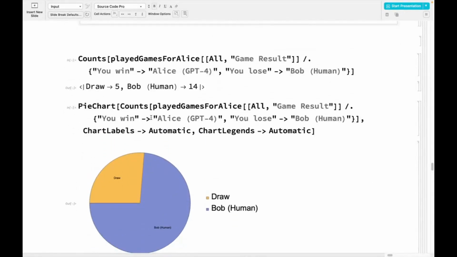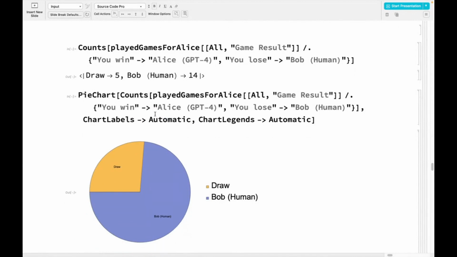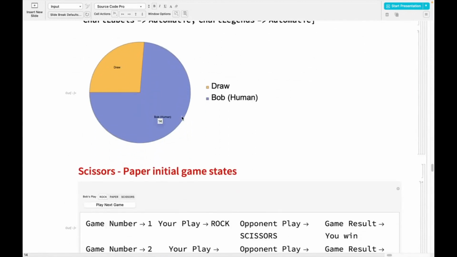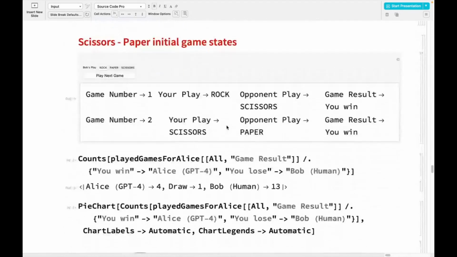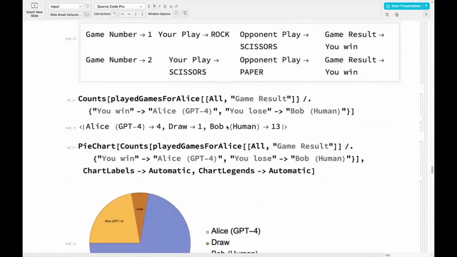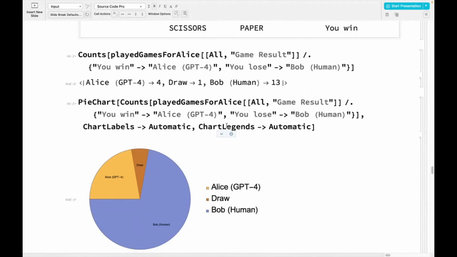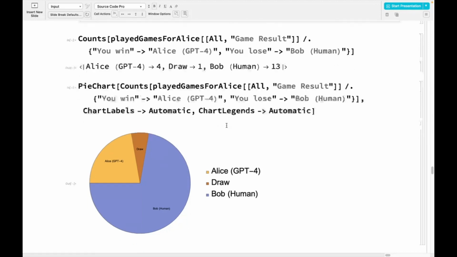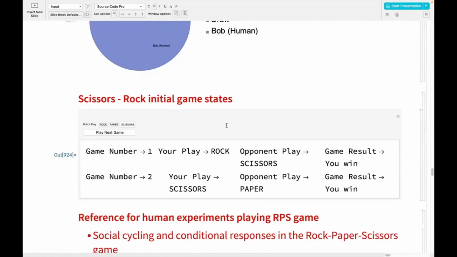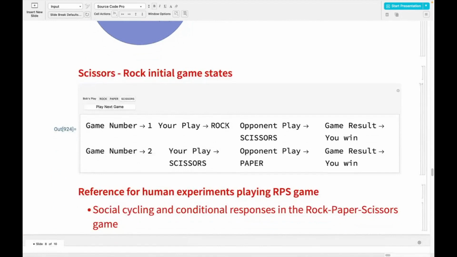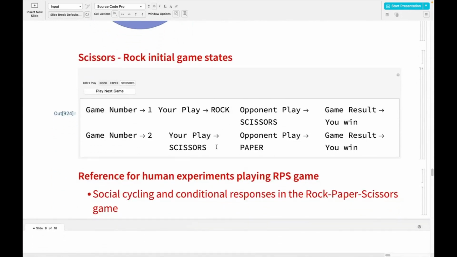So I think in both cases, the different games I played, I was able to. So the Bob here is the human, and Alice is the GPT-4. I was able to more or less predict the movements or changes of GPT-4 pretty well. I think in this case, my last play was scissors.